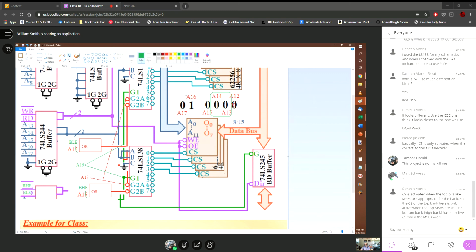So if I go in here and I go A16, in green, that'll do. G2A and G2B are enables for these chips that are active low. The enables are all ANDed together. The bubble means it's active low. They all have to be that particular value in order to work. G2A and G2B have to be zeros. G1 has to be a 1 in order to turn the chip on.